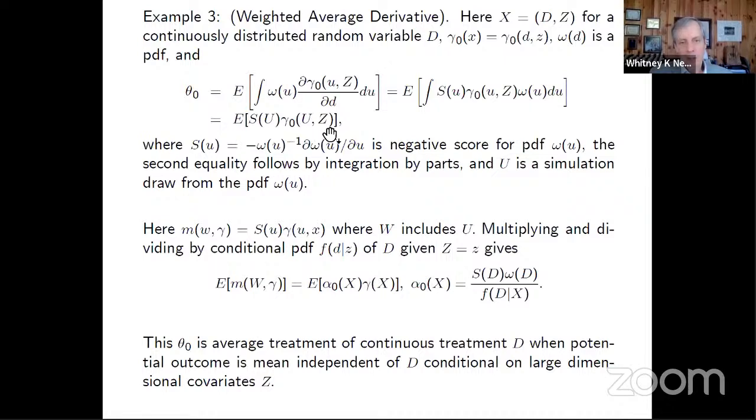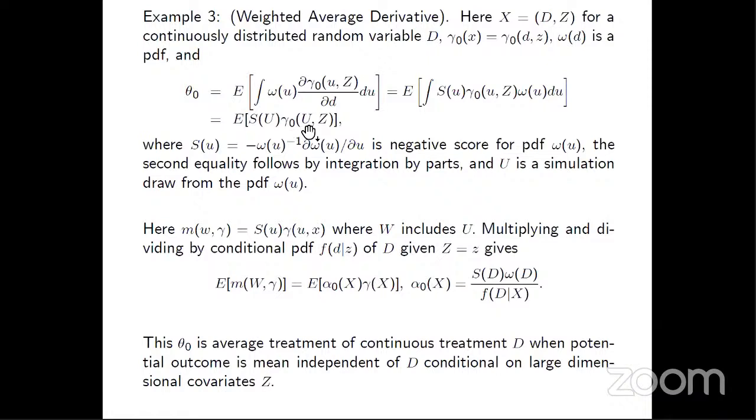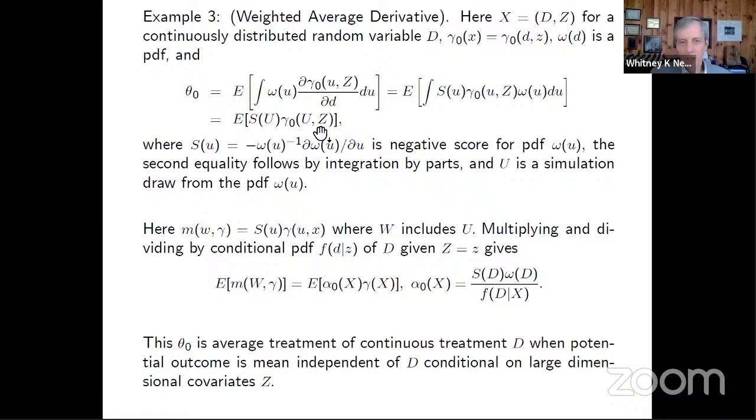This integration by parts trick turns it into this. And that means that the way to think about this is the parameter of interest is gotten by taking a simulation draw. You draw one observation U from this density W, omega. And then you evaluate the regression at that density draw and at the observed covariates, and then multiply by this score, this negative score. And so that's the interpretation of this. This is the parameter.